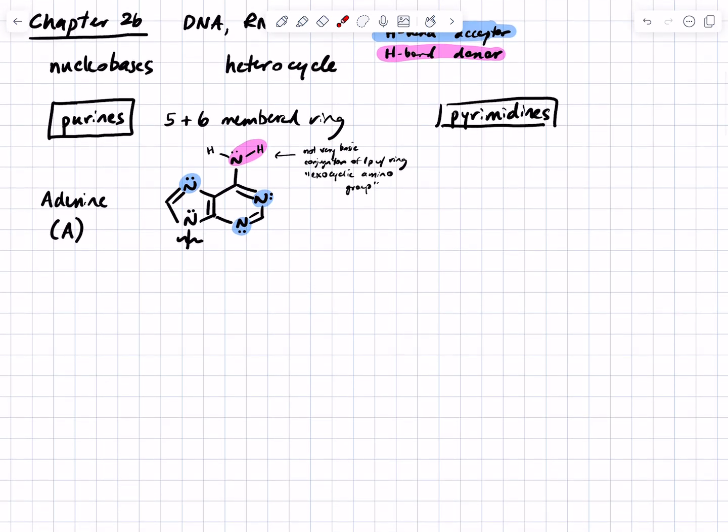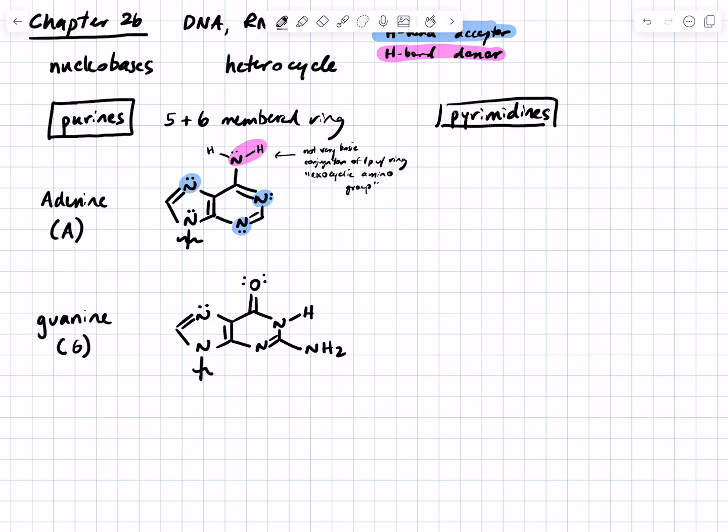Okay, so let's do guanine, and then we'll do the pyrimidines. So for guanine, you're going to keep the same arrangement of nitrogens in the ring. But unlike adenine, guanine's going to have a carbonyl on the top edge. It's going to have an NH here, and it's going to have an exocyclic amino group here. Other than that, we'll keep everything else basically the same.